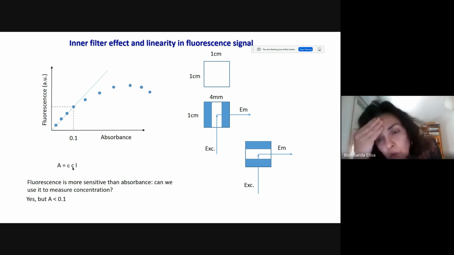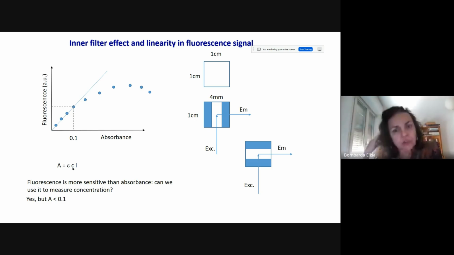Concerning the geometry of the cuvette, here I put some sections of typical cuvettes that are used in our experiments. This one has a section of 1 centimeter by 1 centimeter. That is also very common. In this one, the walls of the cuvette are thicker, and so the solution occupies only 1 centimeter by 4 millimeter. Then there are also 2 millimeter, even 1 millimeter.